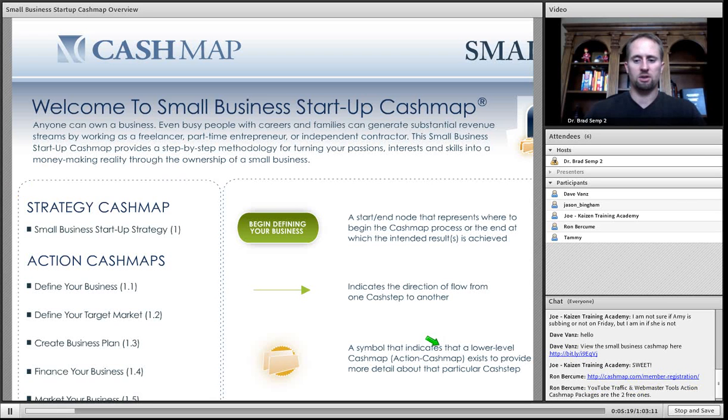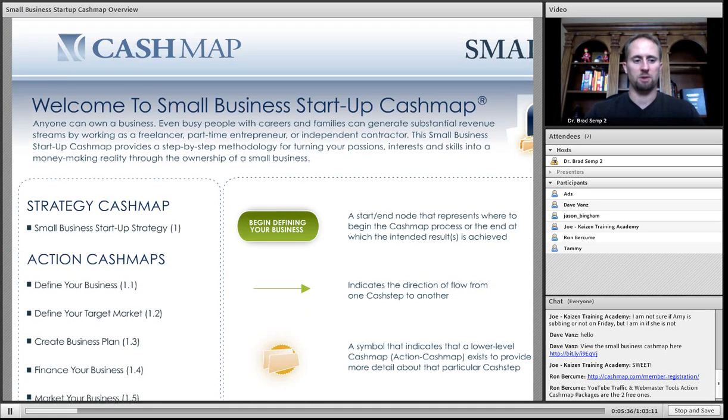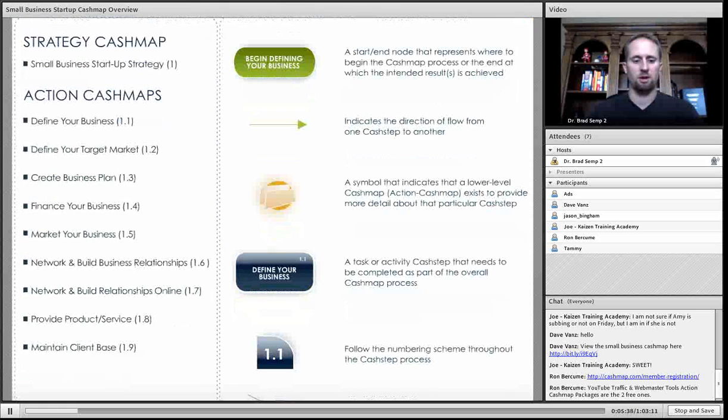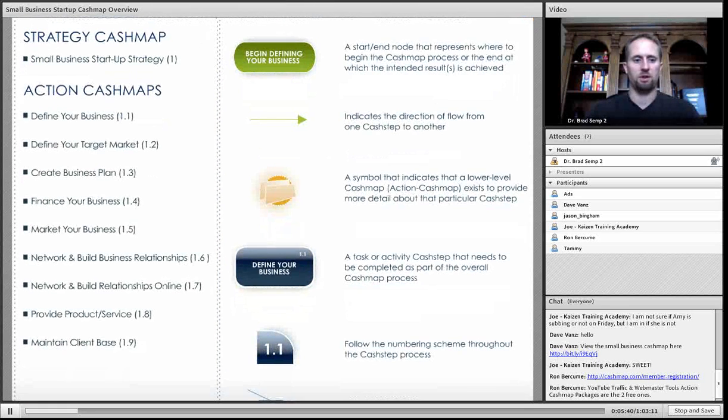But as you can see, as what I was just describing in this area right here, the strategy cash map, this is what we're going to cover tonight, the small business startup strategy. Every step that's on there breaks down into an action cash map. So you're going to see my arrow down here where I've placed it. And I'm going to move this up a little bit so that you can see every one of the action cash maps that comes in this particular package.